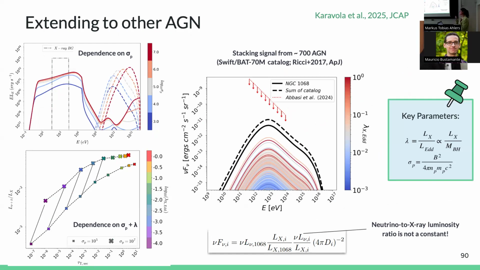So what we did, what Despina did, is that she made a parametric study of the neutrino spectrum coming from this model. And as you can see, for example, if you change the magnetization of the corona, which is the color here, the neutrino spectrum changes. And you can see that as you increase the magnetization, you increase the peak energy of the neutrinos. Why is that?